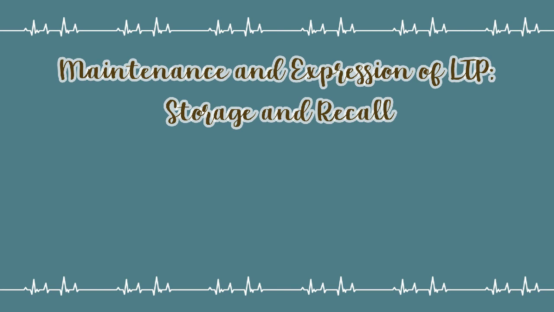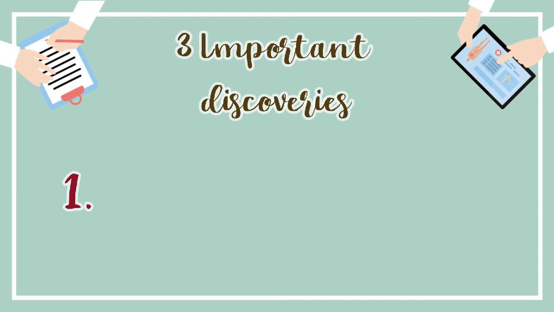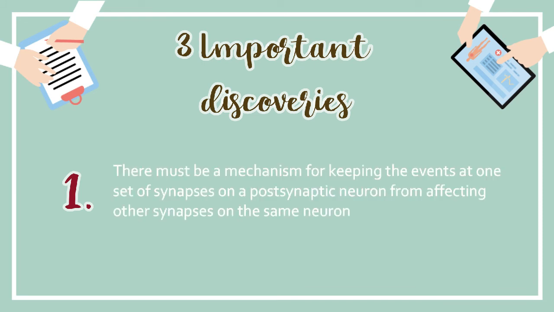This question has been answered. The maintenance and expression of LTP involve changes in both presynaptic and postsynaptic neurons. LTP maintenance and expression has contributed to several important discoveries. Here are three of them. The first discovery is that there must be a mechanism for keeping the events at one set of synapses on a postsynaptic neuron from affecting other synapses on the same neuron. This specificity is due to dendritic spines.